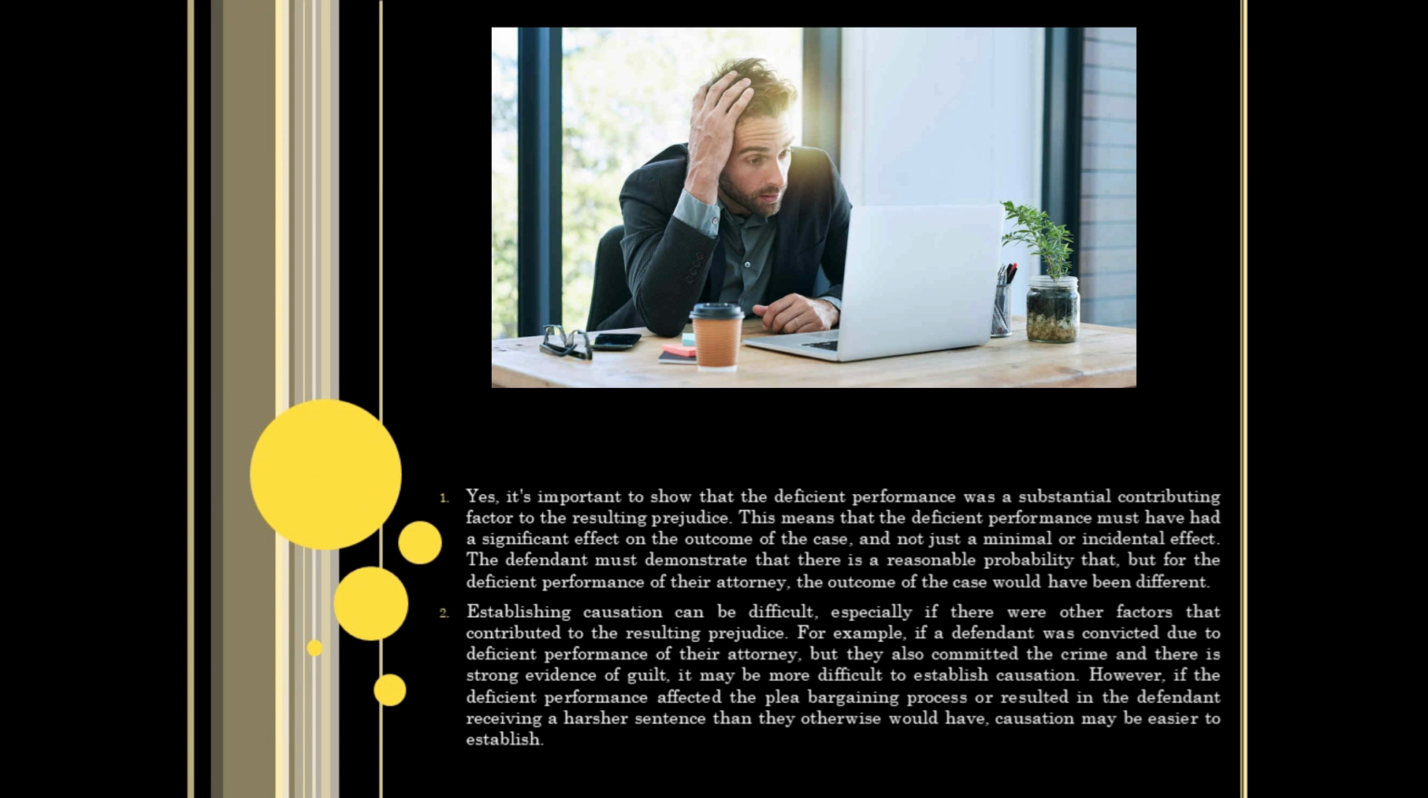The defendant must demonstrate that there is a reasonable probability that, but for the deficient performance of their attorney, the outcome of the case would have been different. Establishing causation can be difficult, especially if there were other factors that contributed to the resulting prejudice. For example, if a defendant was convicted due to deficient performance of their attorney, but they also committed the crime and there is strong evidence of guilt, it may be more difficult to establish causation. However, if the deficient performance affected the plea bargaining process or resulted in the defendant receiving a harsher sentence than they otherwise would have, causation may be easier to establish.